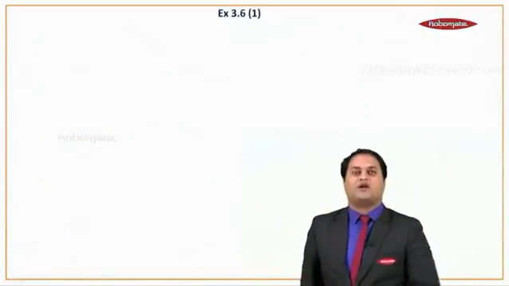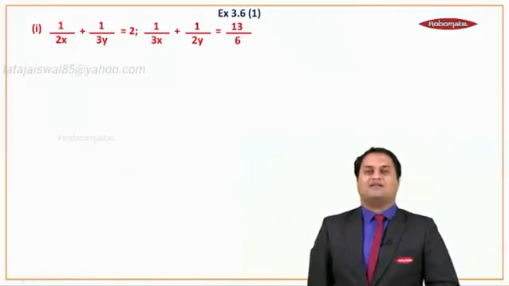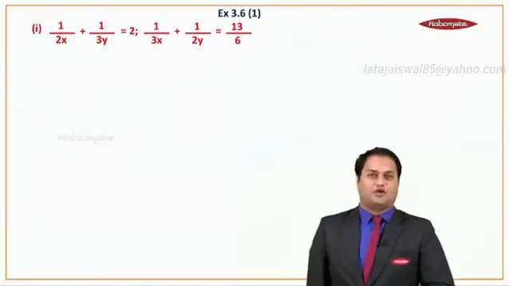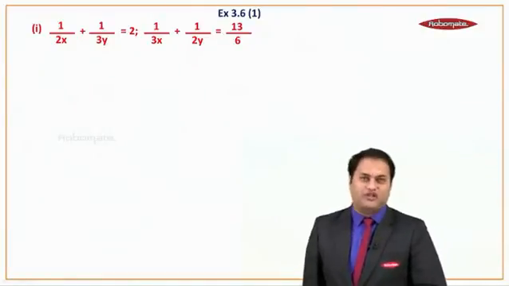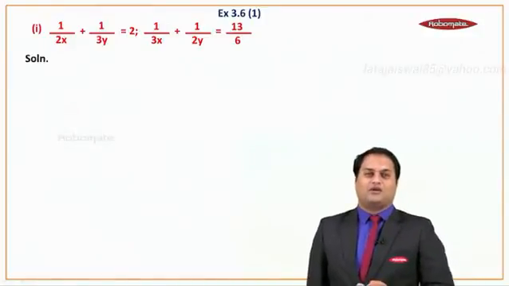Let's take up a sum. Exercise 3.6, sum number 1, sub question 1. The sum is 1 upon 2x plus 1 upon 3y is equal to 2. 1 upon 3x plus 1 upon 2y is equal to 13 upon 6.